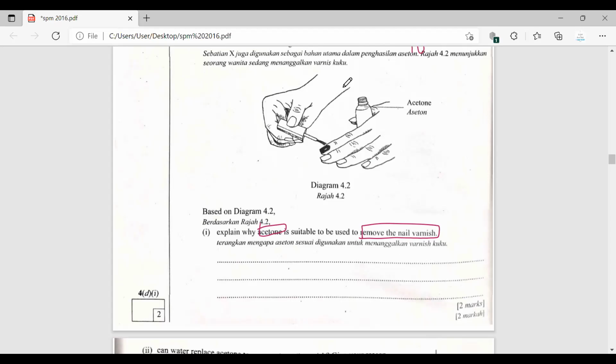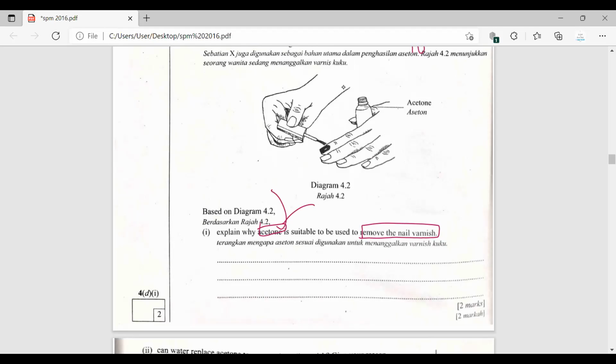Nail varnish is only soluble in organic solvents. Okay, so that is your second mark. That's a good point. Your nail varnish is soluble in organic solvent. But what is your first point? You must talk about acetone first. What is an acetone? Is it an organic solvent? Is it a covalent compound? Is it an organic solvent or is it water-based, Brandy?